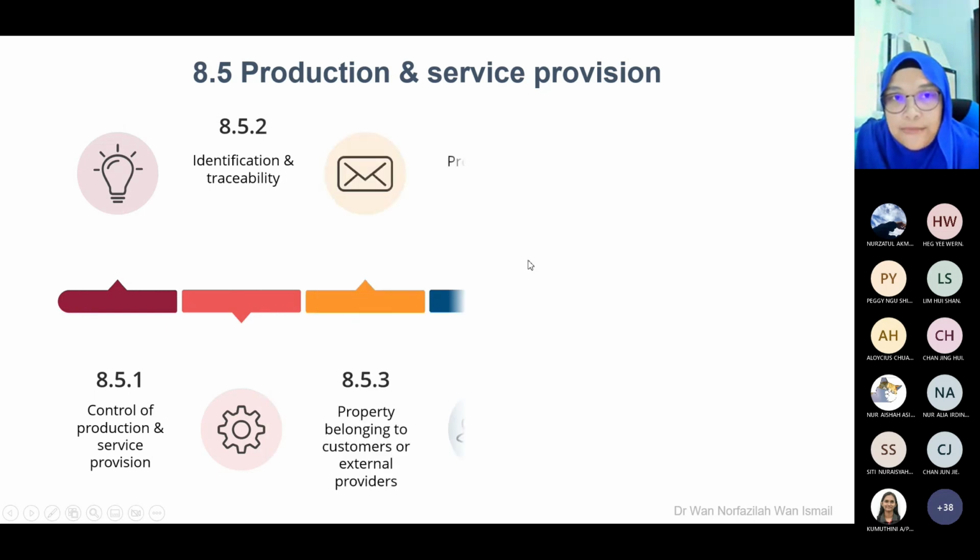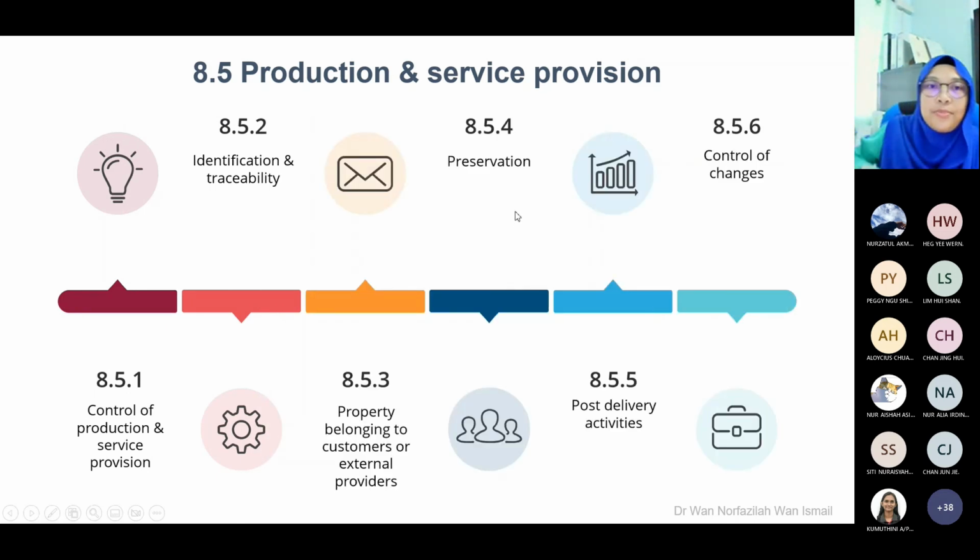Okay, so 8.5, the requirement is on production and service provision. 8.5.1 is the control of production and service provision. How you control your provision. If you want to buy any raw materials, if you want to provide services to your customer, how you control the provision. Okay, I'm giving you the example.